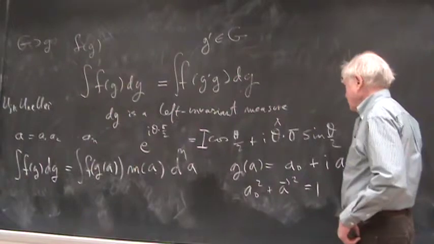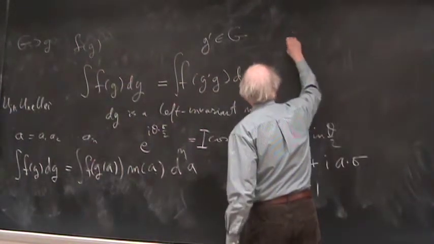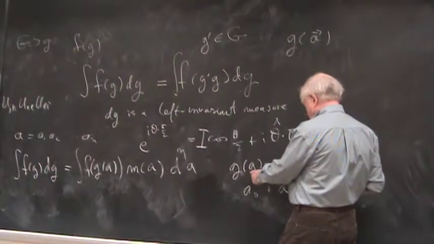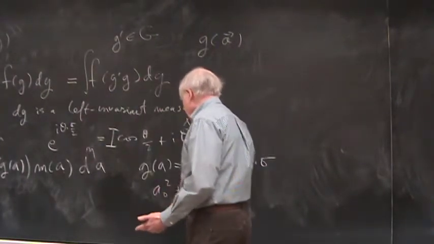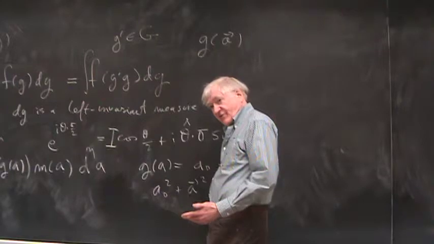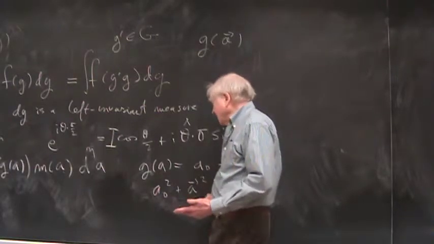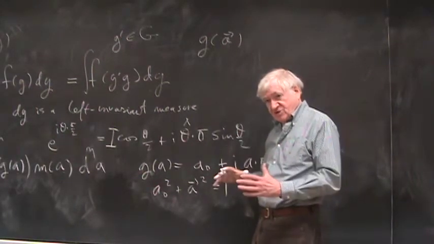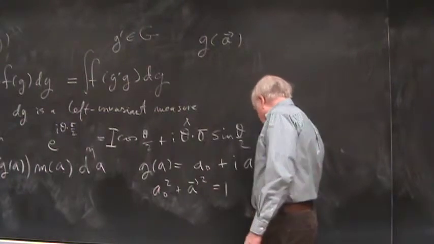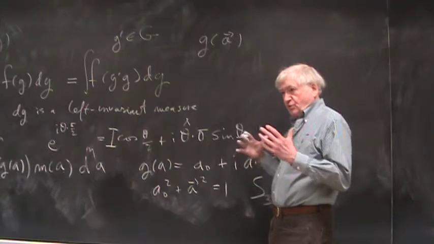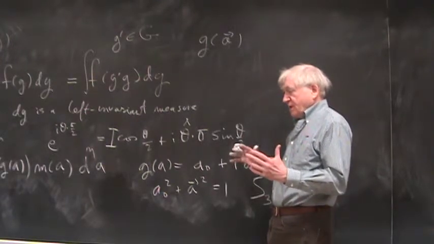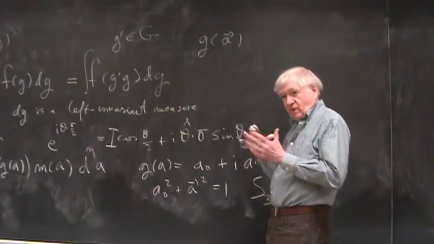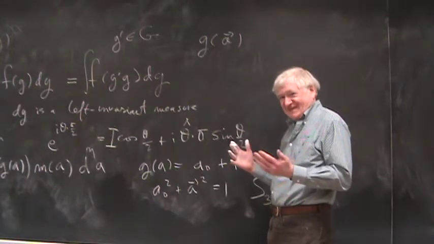Now, that means we can think of this group element, this SU2 element, as a function labeled by A0 through A3. Then what is it? This is the surface of a unit sphere in 4 dimensions. This is called the sphere S3. So the SU2 group can be parameterized by points on a unit sphere in 4 dimensions. The surface, well, that's what a sphere is.